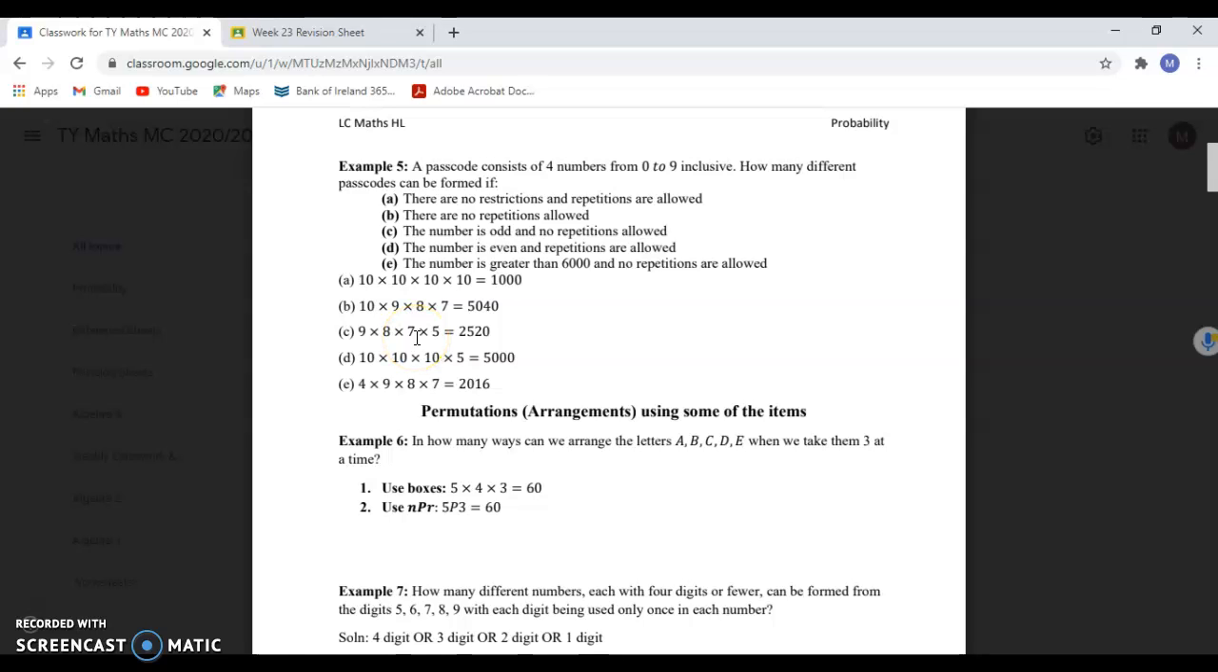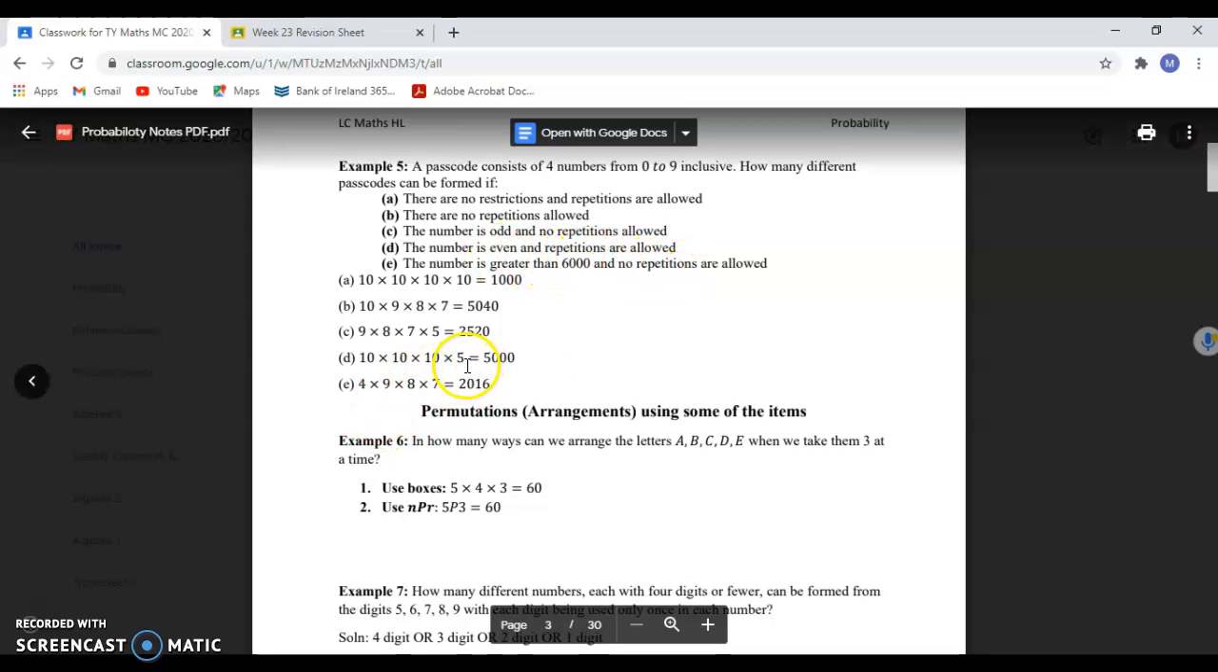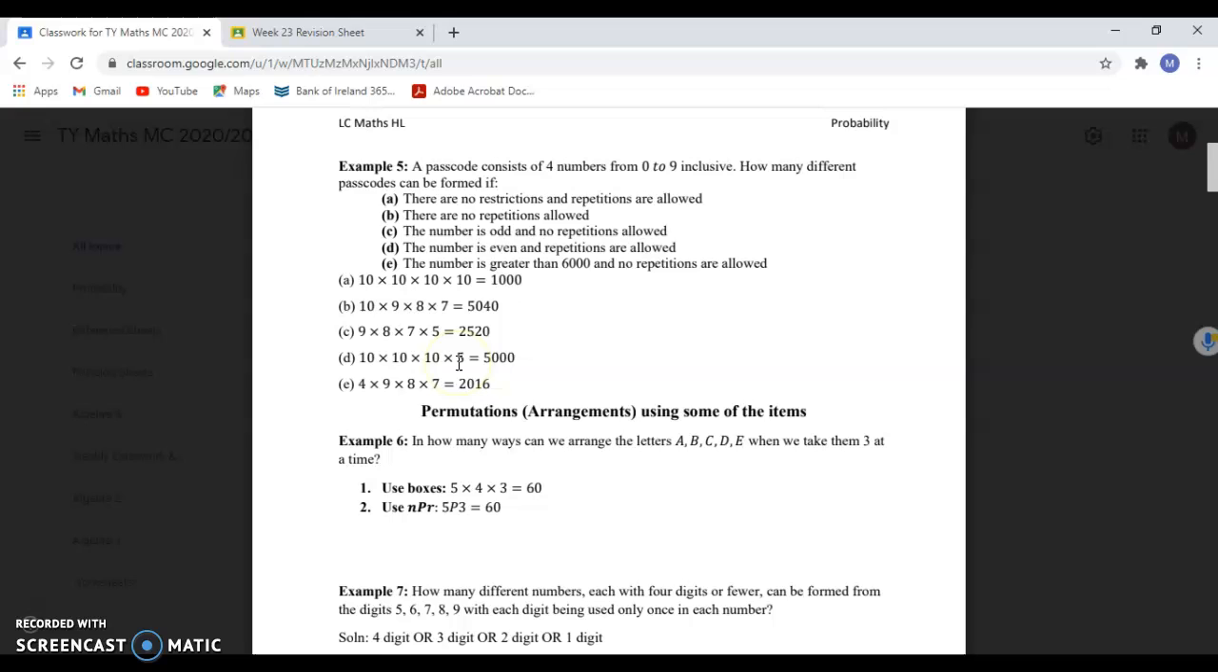On to part D. The number is even and repetitions are allowed. So if it's even, the last number could be 0, 2, 4, 6, or 8. So that's 5 options here. You only have 5 options here. Repetitions are allowed, so you can have anything you want in the first 3 boxes, but the last one has to be one of those 5. And the last one, the number is greater than 6,000 and no repetitions are allowed.